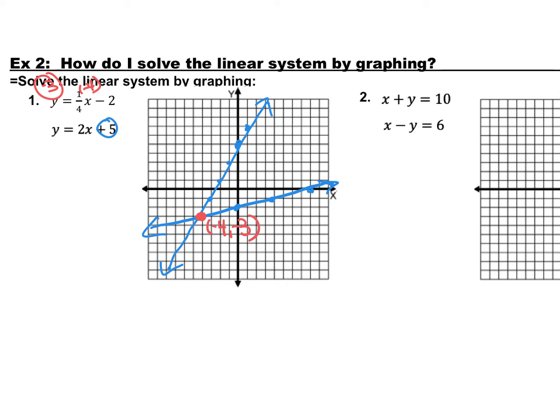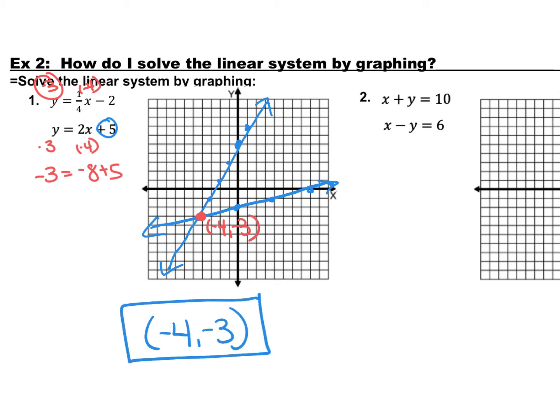Let's plug it into this next one. Let's plug in the fourth. So negative 4 here and negative 3 over here. So is negative 3 equal to negative 8 plus 5? Yes, negative 8 plus 5 is equal to negative 3. So our solution to this system is negative 4, negative 3, the point at which they intersect, because this point is a solution to both of those equations.